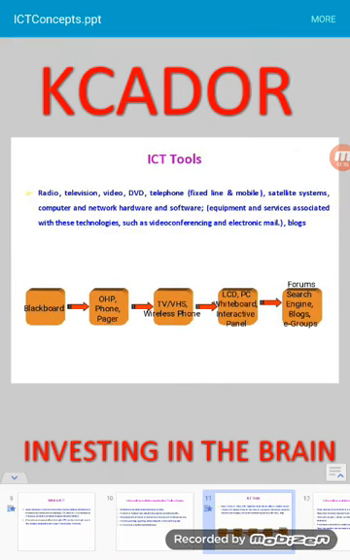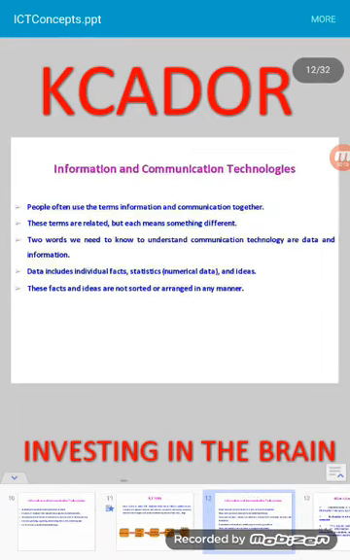ICT tools. The ICT tools are like the radio, the television, the video, the DVD, the telephone, fixed line and mobile, satellite systems, computer and network hardware and software, equipment and services associated with these technologies such as video conferencing and electronic mail. You can see these are the ICT tools like the radio, the television, the video, the DVD, the telephone, and many others. From blackboard to OHP, phone, that is pager, TVs, and many others. Now, let's move to the next slide, information and communication technologies.